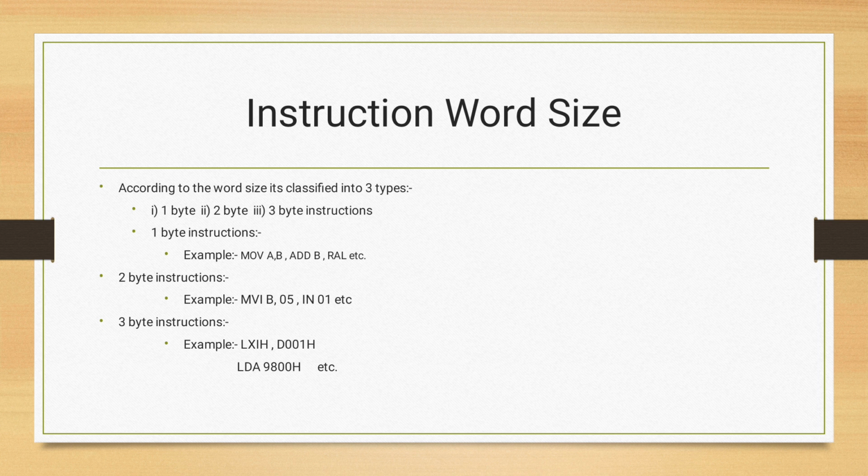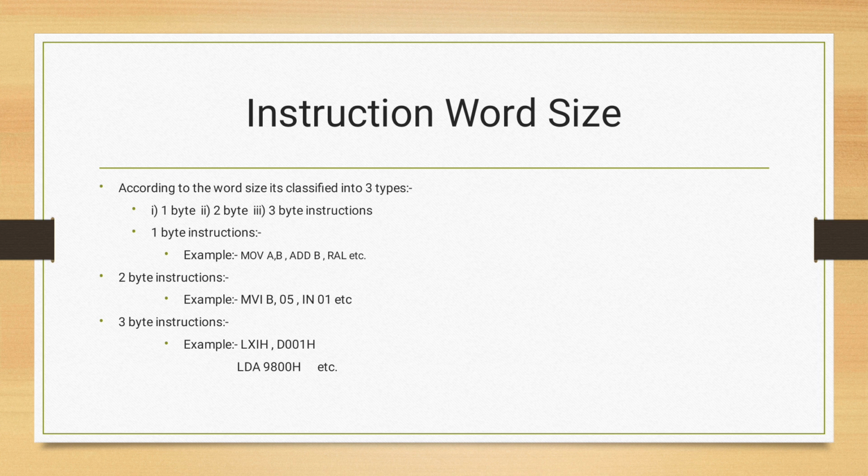A 2 byte instruction is stored in 2 consecutive memory locations, so that is why it is called 2 byte. But a 1 byte instruction is always stored in 1 memory location, so that is why it is a 1 byte instruction. And the final one is the 3 byte instructions. Here I have taken 2 instructions: one is LXI H, D001 hex, and another one is LDA 9800H, etc. D001 hex and 9800 hex all represent address locations.